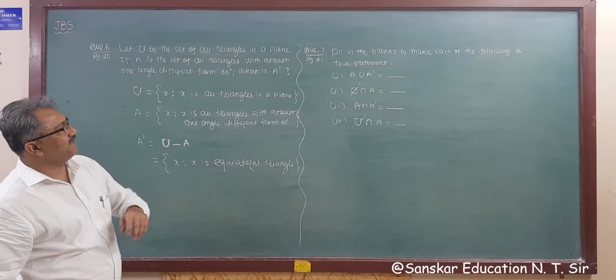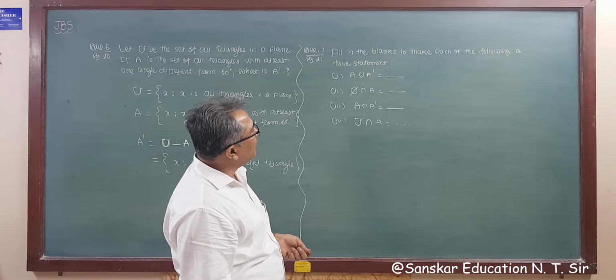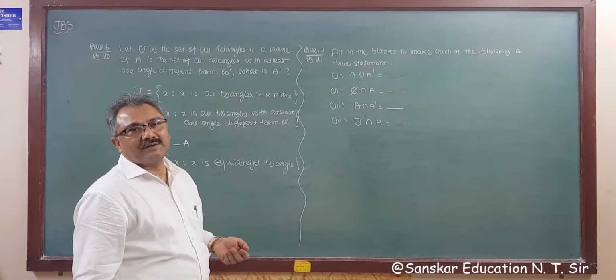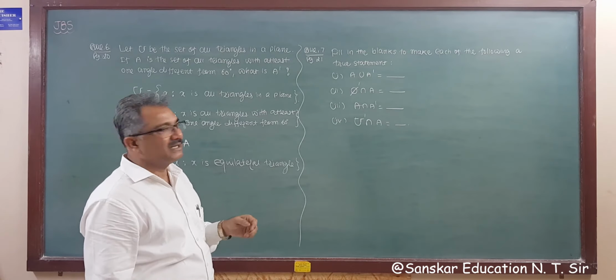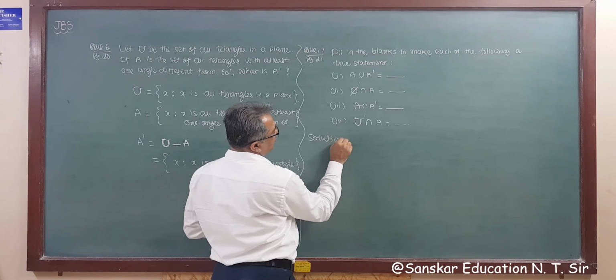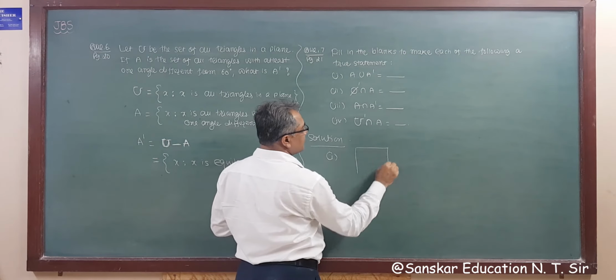Now the second question, number 7. Fill in the blanks to make each of the following a true statement, right? So we have to fill up the blanks. Now, A union A' is. So solution. First, A union A' is.